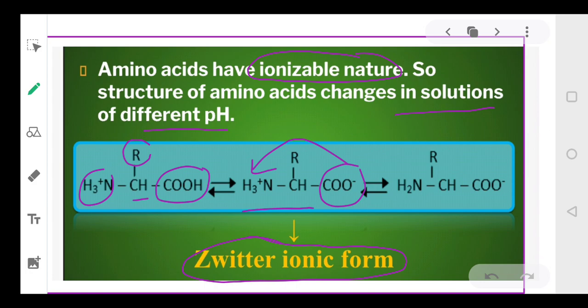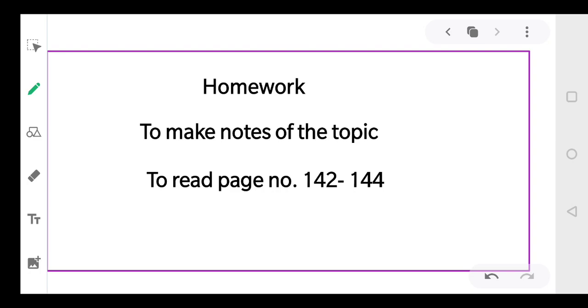Okay, so for today, you will be making notes of this topic. You will be reading page numbers 142 to 144. And if there is any doubt, you will ask me personally. Okay, you can send your queries to me. And don't forget to underline the important words which are highlighted with black in your NCERT.